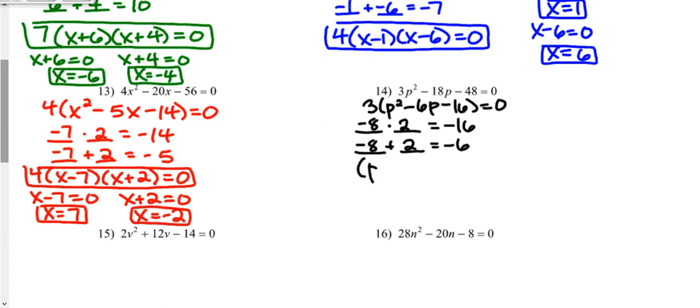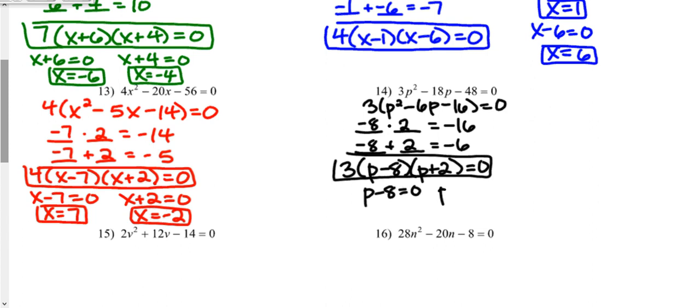I just realized I've been changing the variable throughout these problems, which is okay. Don't forget your common factor. If you want to change it to x, you can do that. I think that's what I've been doing. And then we set each of our factors equal to 0 and solve.